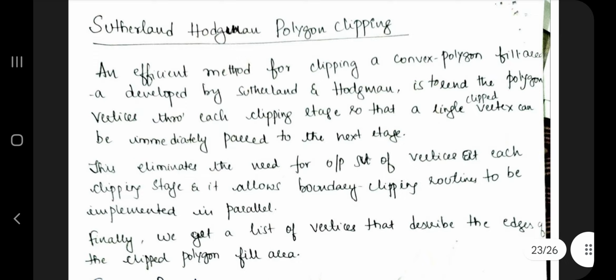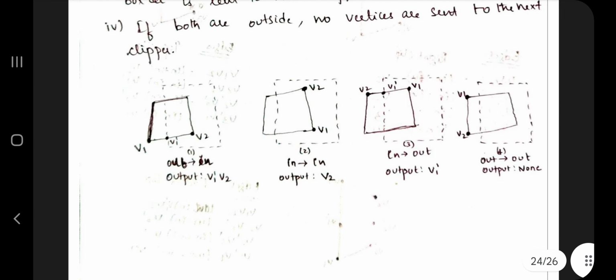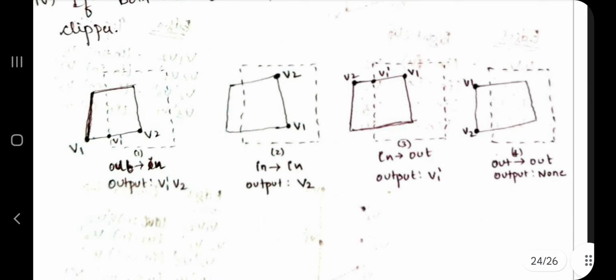In the Sutherland Hodgman polygon clipping algorithm, the general procedure is given here, but I will discuss the key points you need to keep in mind for writing the algorithm as well as for the numerical. There are totally 4 cases here. And if you don't know what the algorithm is about, here is some random figure I have drawn. Now I have to clip it in this way.